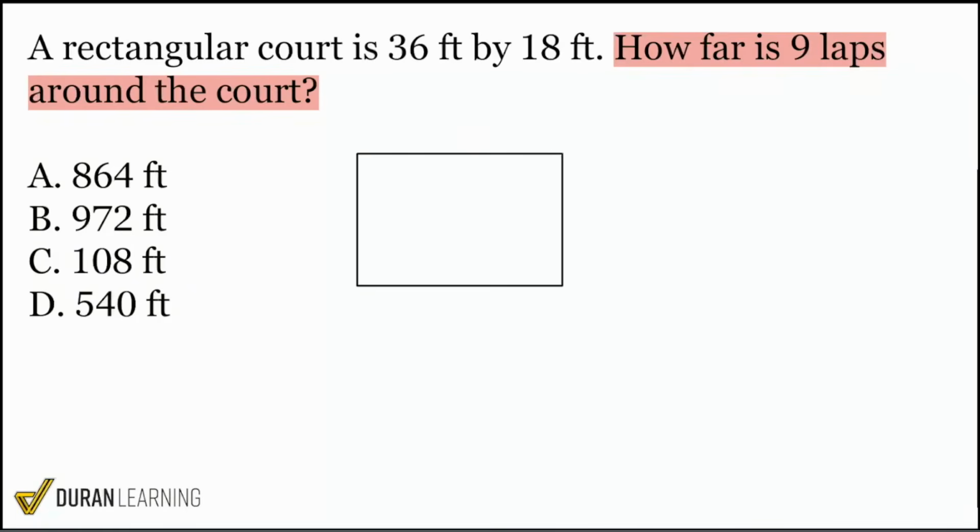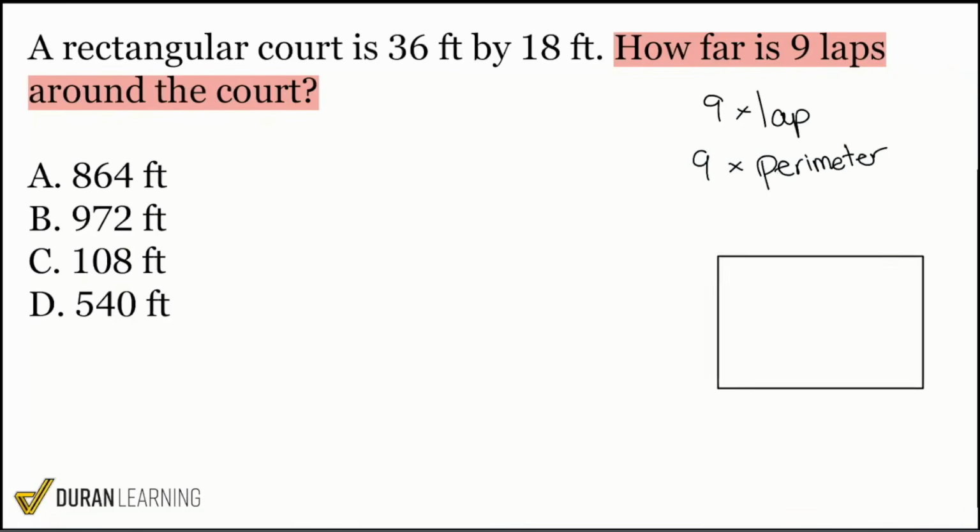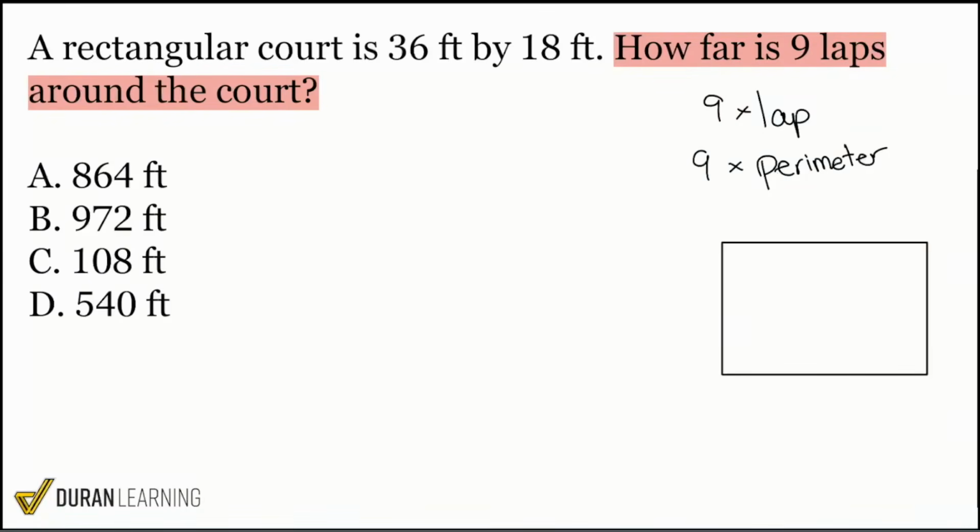I'm asking myself, well, if I want to go 1, 2, 3, 4, 5, 6, 7, 8, 9, if I want to do that 9 times, I'm going to find 1 lap, which is the same as perimeter, and I'm going to multiply that by 9. That's what 9 laps would be. So now we're going to just move forward, calculate the perimeter, multiply it by 9, and we're done.